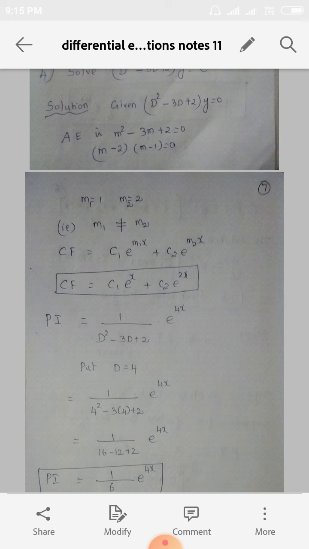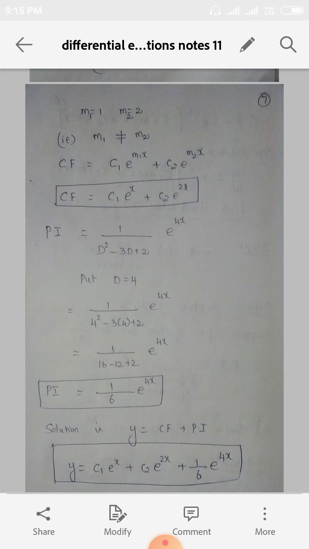See the condition. In this problem, the roots are m1 is not equal to m2, therefore the roots are real and distinct. So what is the complementary function? C1 e power x plus C2 e power 2x. So now the complementary function is over. Next we have to find the particular integral. So how can we find the particular integral?